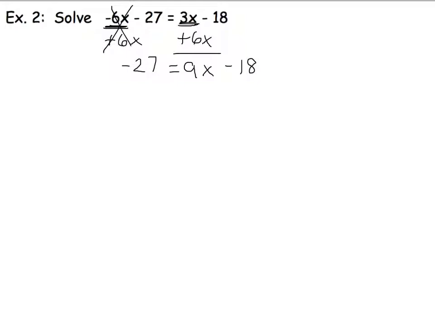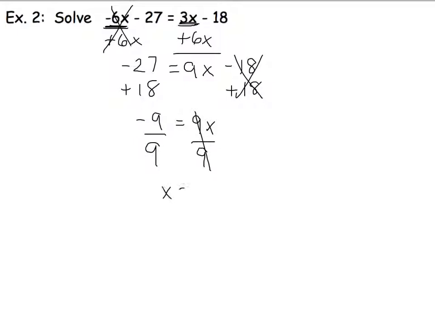Now the next step would be to go ahead and do reverse PEMDAS. So you do subtraction and addition first. We're going to add 18 to both sides to get rid of this term, so we have our x term alone. So we have just 9x on the right side. Negative 27 plus 18 will give you negative 9. Now if you divide both sides by 9, to get x by itself, you get x equals negative 1.